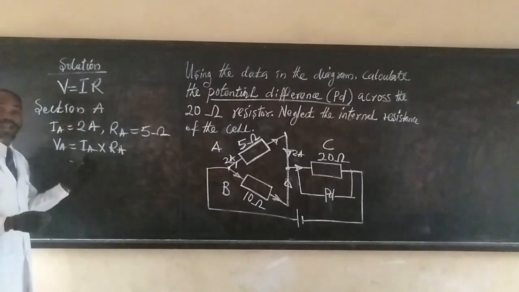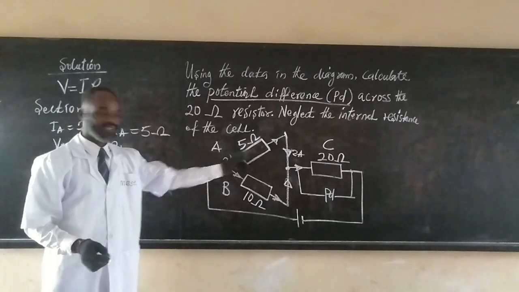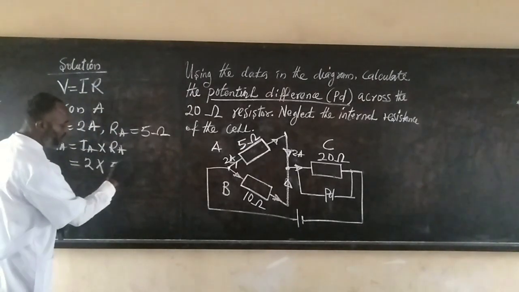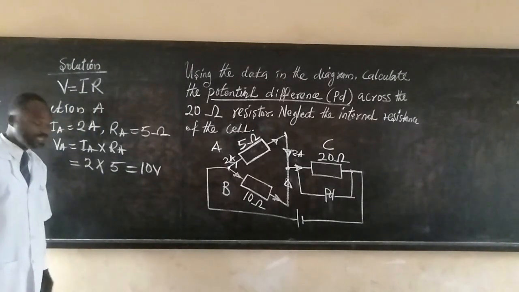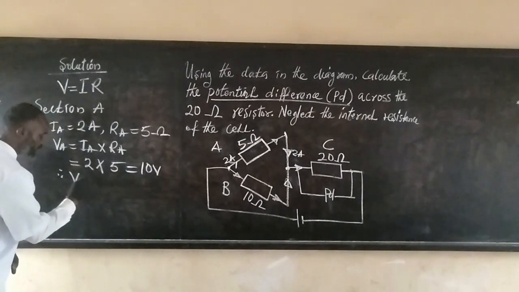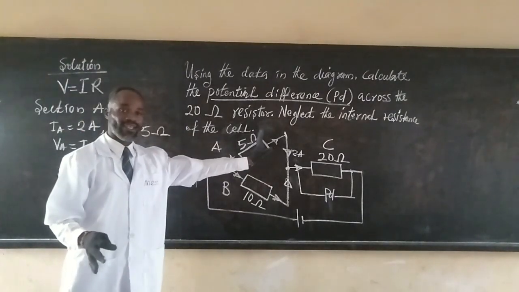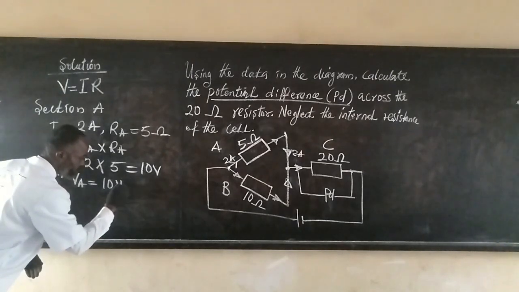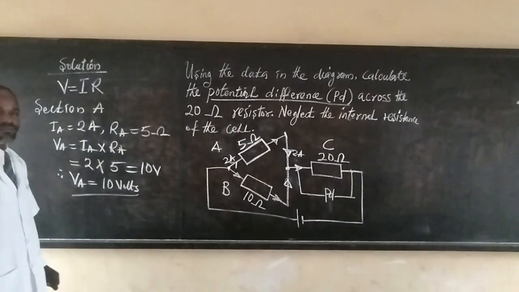We substitute. We put the values of IA and RA, this and that. So we have that as 2 times 5. And this gives us 10 volts. That's it. 10 volts. Therefore, VA, which is the potential difference across section A, is given as 10 volts. Alright? You take note of this.